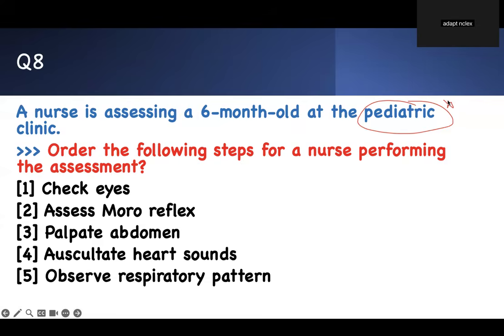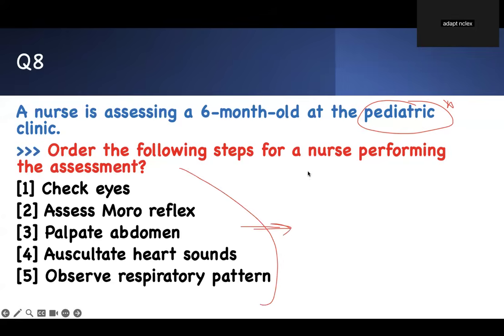There's certain things you need to know about pediatric assessment. I have a playlist about pediatric assessment. Watch it. You master it. There's the steps. Which one? Do you check the vital signs, right? 6 months old. Or do the Moro reflex. Palpate the abdomen. Check, listen to their heart sounds or their respiratory pattern. There's the way, the key concept to answer. You don't memorize this. Please don't memorize.